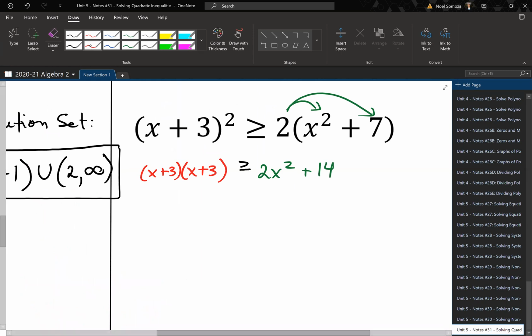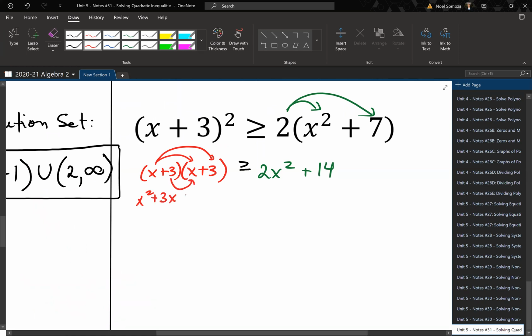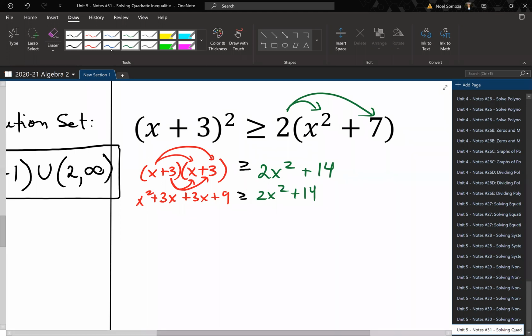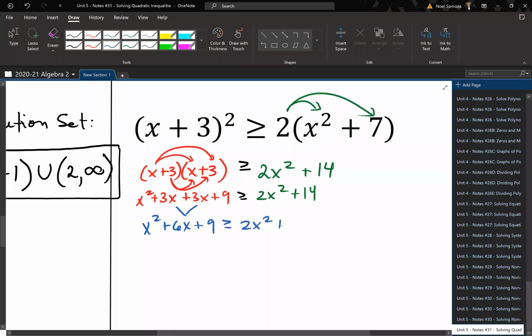All right, let's expand the left side first. X times x is x squared. X times 3 is 3x. 3 times x is 3x. 3 times 3 is 9. Greater than or equal to the 2x squared plus 14. All right, there's some like terms we can combine on the left side. So do that first. So that gives us x squared plus 6x plus 9 greater than or equal to 2x squared plus 14.